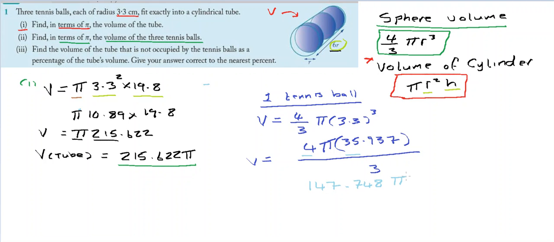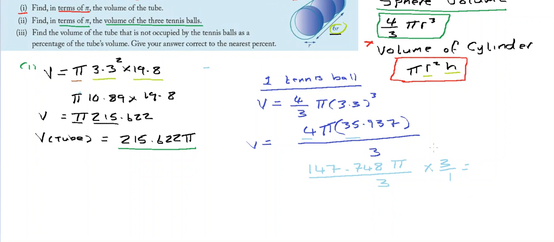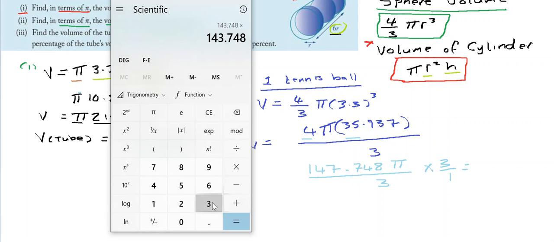Pi over 3. And then what we have to do is, because we have 3 of these, we have to multiply this by 3/1. So that's going to be equal to 3 times this. So 147.748 multiplied by 3. Multiply this by 3, that's equal to 431.244. So it's going to be equal to 431.244.